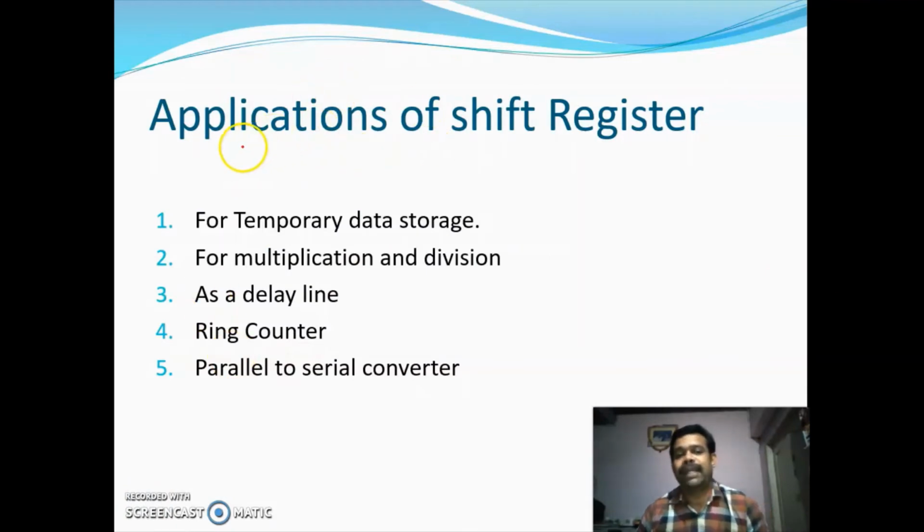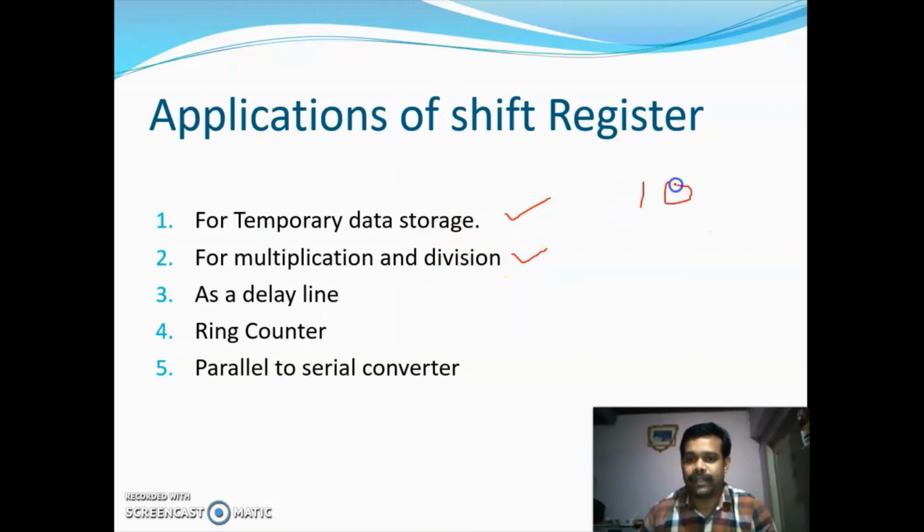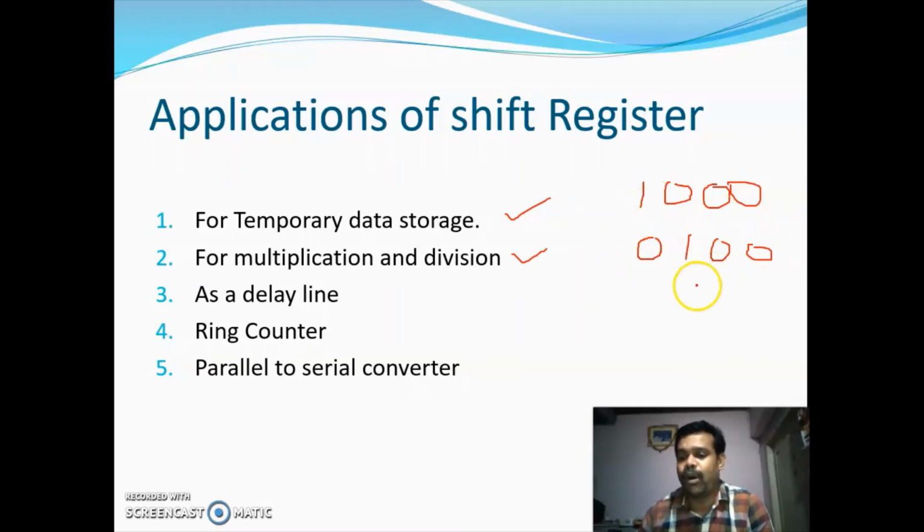Now we are going for the applications of shift register. The shift registers are used for temporary data storage. It is used for multiplication and division. So you take a number 8. If you shift one bit right, you'll be getting 0 1 0 0. If you perform one bit right shift, then it is nothing but equal to dividing by 2. So this is 8, and when you are shifting 8 right by one bit, then you are getting 4. That is nothing but dividing by 2 it is performing.